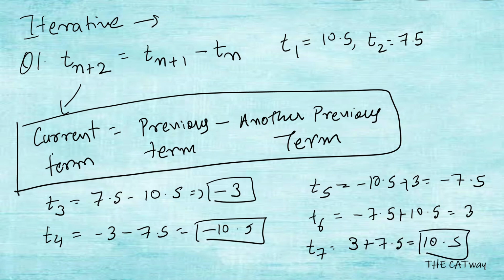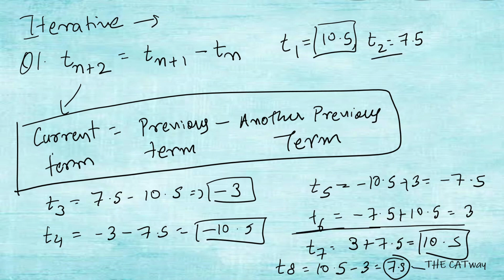Now we know that this 10.5 is equal to term 1. So after this it will start repeating itself. You can check it also for term 8. When you do term 7, that is 10.5, minus term 6, that is 3, it will give me 7.5. So it is equal to term 2. So after term 6 the series starts repeating itself.